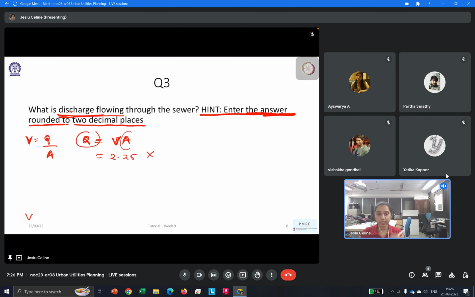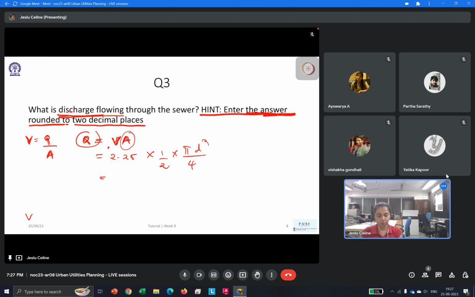So do you take the whole area of the sewer, or only half of the area? I think half, because it is only flowing half full. So when we want to get the actual discharge, we need to take the actual volume which is flowing. It's not flowing full, so it's only half. So you take half of the area. Half of the area is equal to half into pi d square by 4.